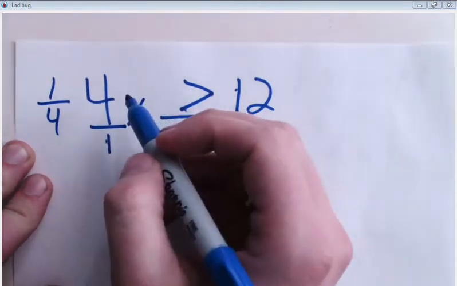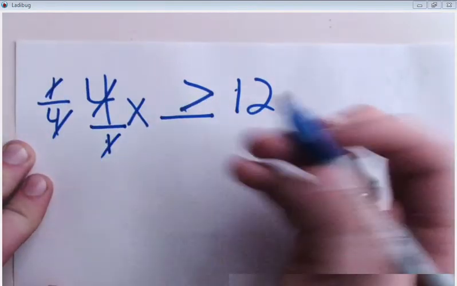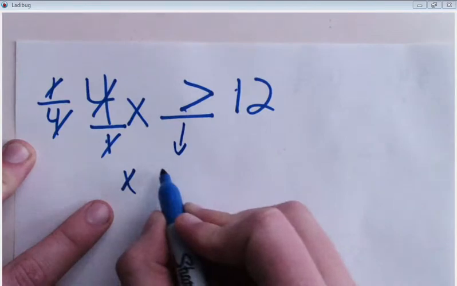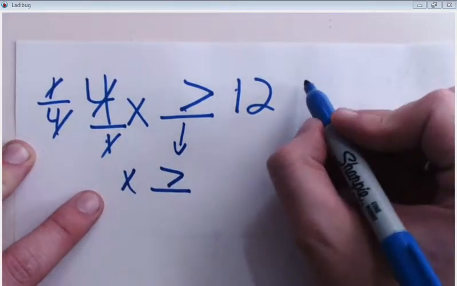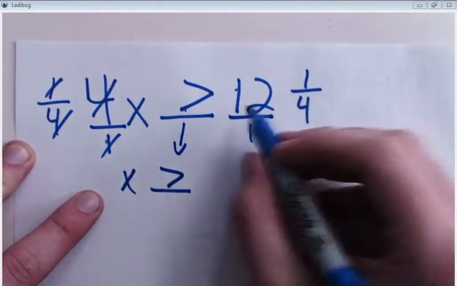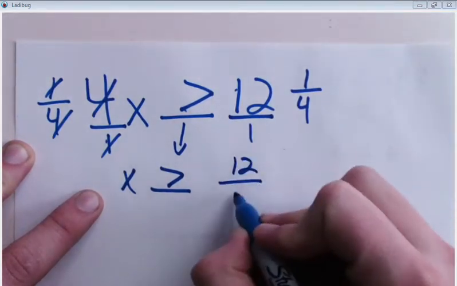So 4 times 1, 4 and 4 are going to cancel out. 1 and 1 cancel out. And I'm left with x. Bring this down. Whatever I do to the left side, I must also do to the right side. So now I've got to multiply 12 by 1 over 4. And if I go ahead and put 12 over 1, we go numerator times numerator, denominator times denominator, and we end up with 12 over 4.